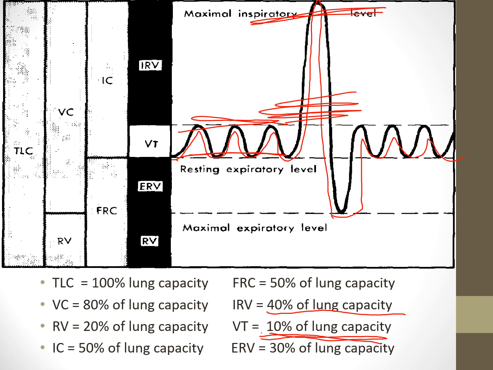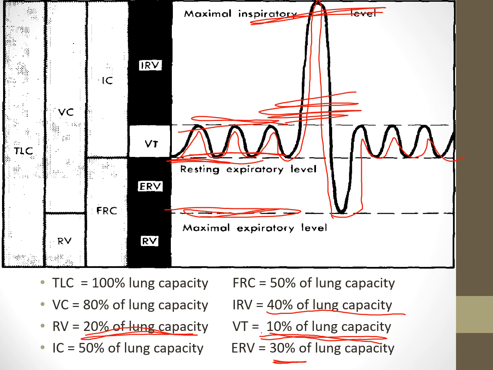And then your ERV, it's a little bit different. That's going to be about 30% of your lung capacity right down here. This is your ERV, right? Resting expiratory level. So that's as much as you can exhale past a normal expiratory thing. So if you quietly exhale now and then force as much out as you can until you're all the way empty, that's your ERV that you just went through. So that's 30% of your lung capacity. And finally, at the very end, you're going to have your residual volume, which is 20% of your lung capacity.